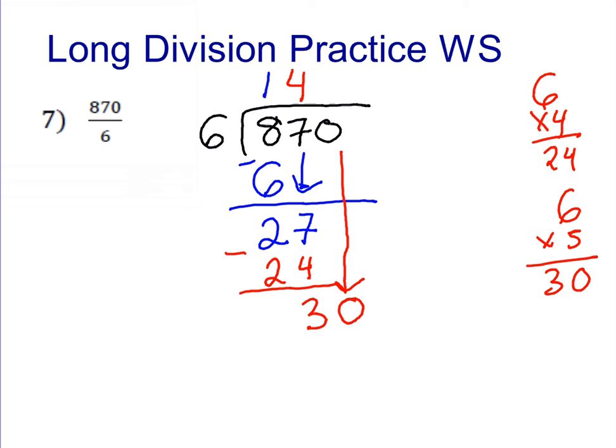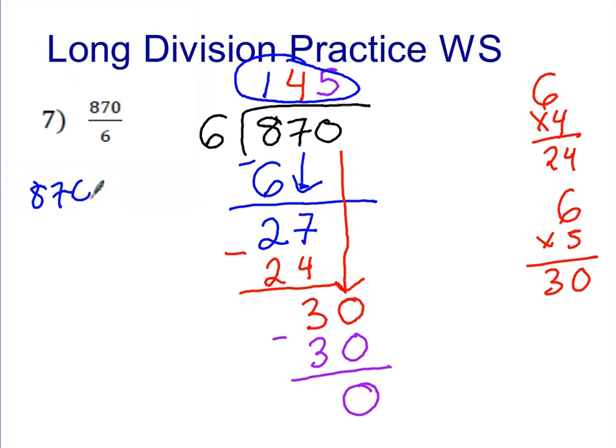And then again, we think about, okay, 6 times what gives us 30? Well, in this example right here to the side, we saw that 6 times 5 is 30. So the answer here is 5. 6 times 5 is 30. We subtract. And we have no remainder here. So our quotient, our answer to this division problem is 145. So 870 divided by 6 is 145.